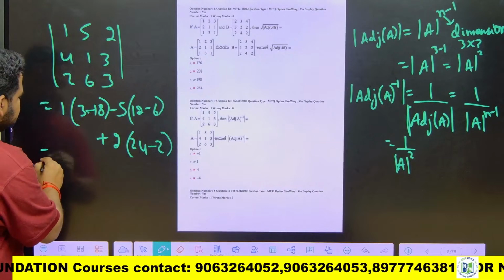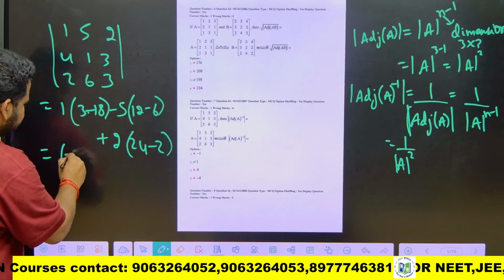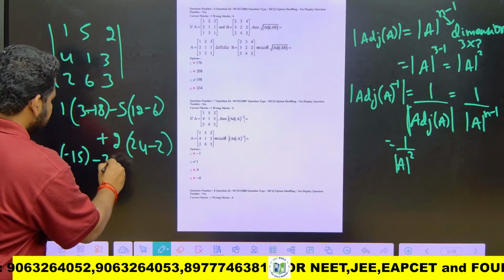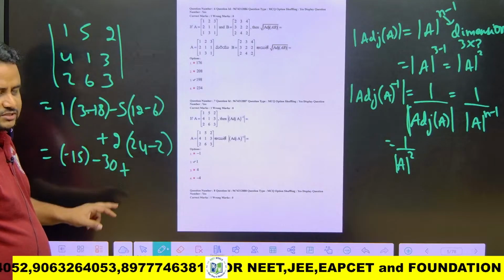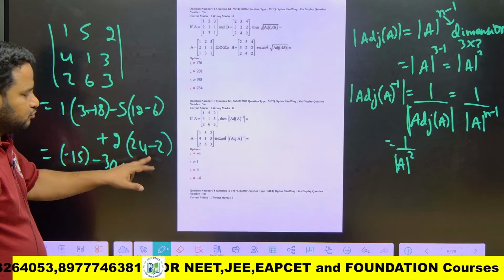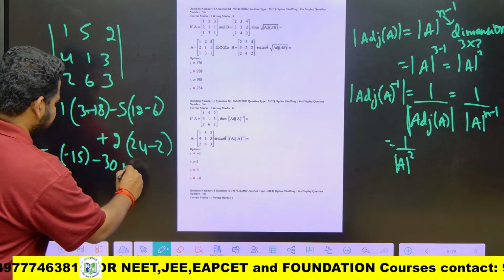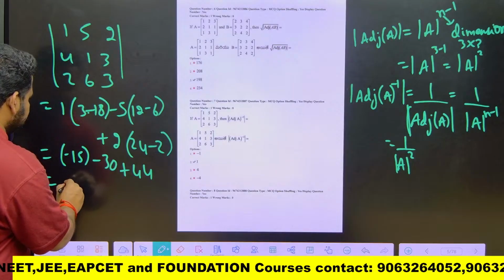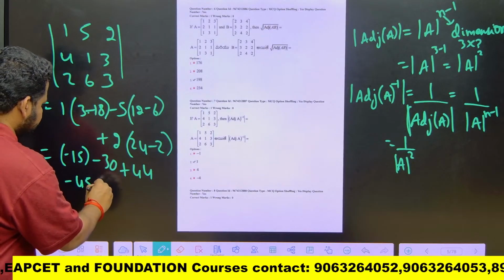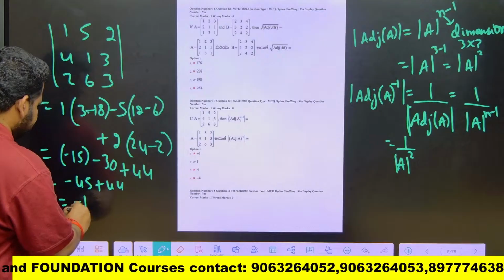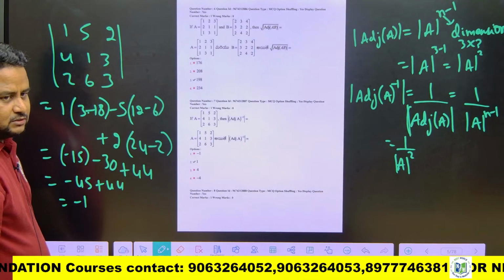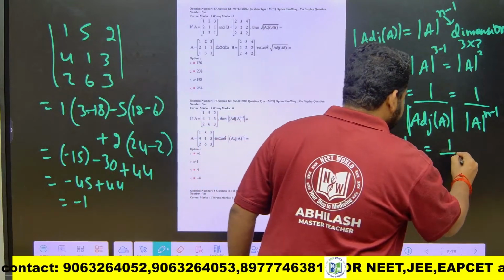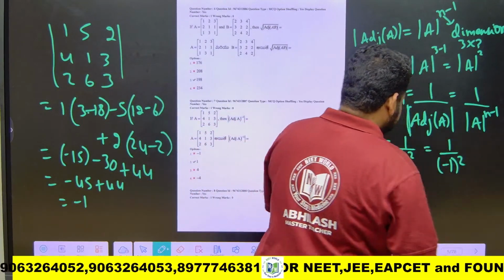Now calculate this. It will be 1 into minus 15, minus 30 for 6 5s, and 24 minus 2 is 22, and 22 into 2 is 44. So this will be equal to minus 45 plus 44, which is minus 1. So determinant of A is equal to minus 1. So the answer will be 1 by minus 1 whole square, which is 1.